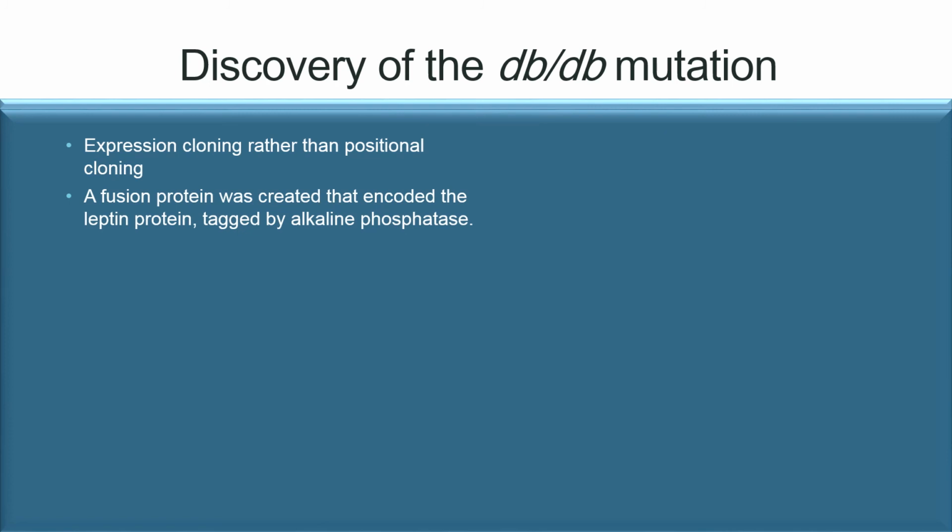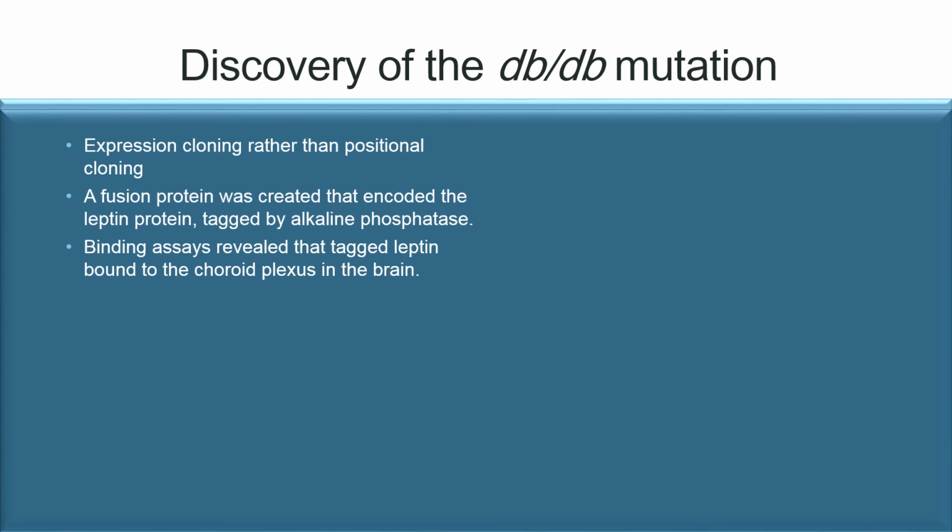So they created an artificial sequence that included both the leptin sequence and the sequence for another protein called alkaline phosphatase. And they expressed this in expression vectors. The nice thing about alkaline phosphatase is that it is also a secreted protein, so it ensured that leptin would be secreted if it was supposed to be secreted, and alkaline phosphatase participates in an enzymatic reaction that emits light, so it's a great tag for looking to see where the protein is binding.